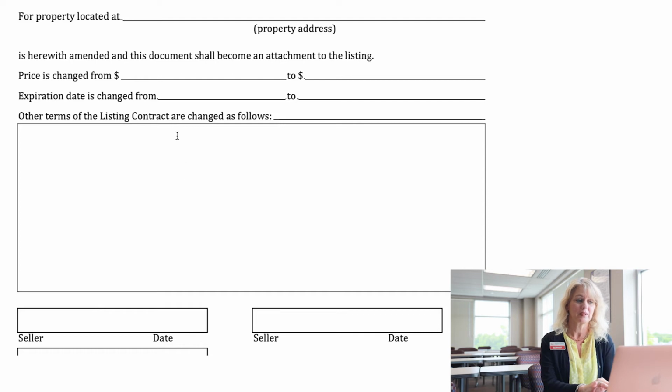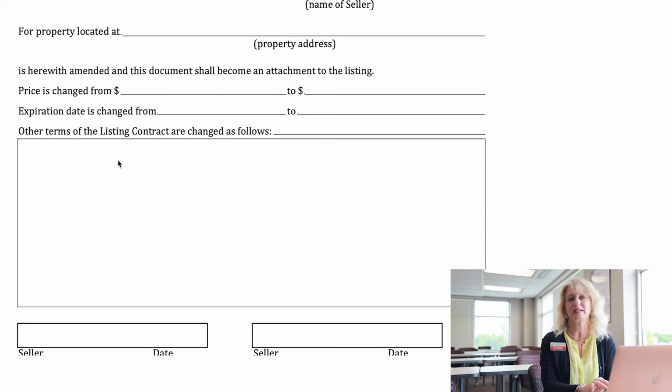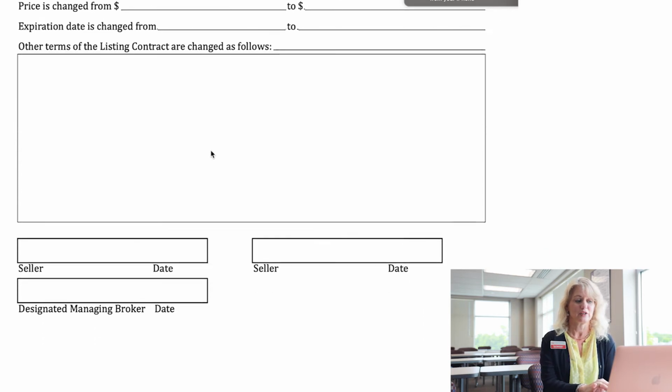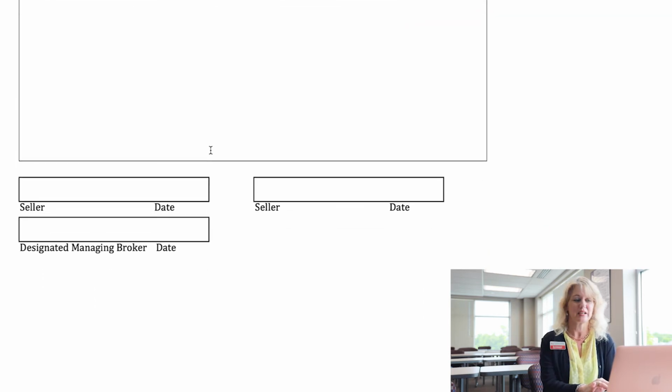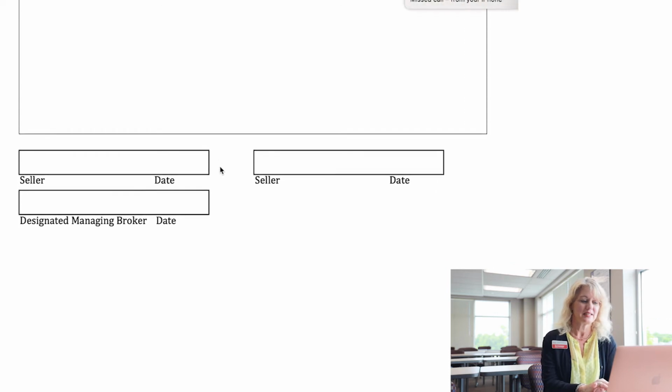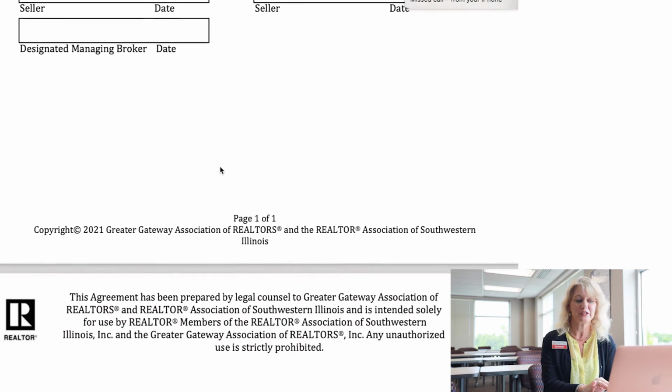Sometimes there may be a term within the listing agreement that changes. So maybe it's something to do with the commission. Maybe it could be any number of things. But whatever the term is that may be changing, and the price and the expiration date are staying the same, then you would put N/A in the price and the dates, and then you would explain the term that changes in the box here. Again, sellers would sign, and then I sign as designated managing broker. So that's the listing amendment form that may be used from time to time.